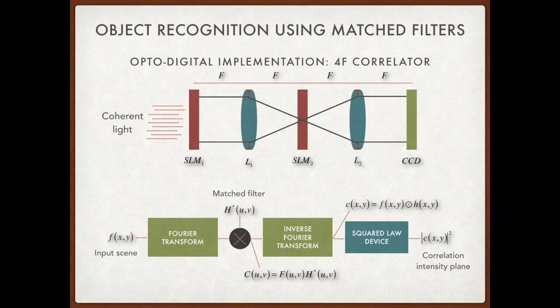This approach has some advantages. For instance, it can be implemented efficiently using a hybrid opto-digital processor, for instance, the 4F correlator, or also it can be implemented by exploring massive parallelism in dedicated digital architectures such as GPUs or FPGAs.